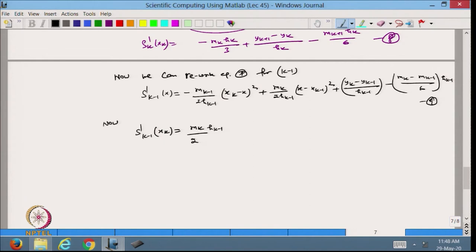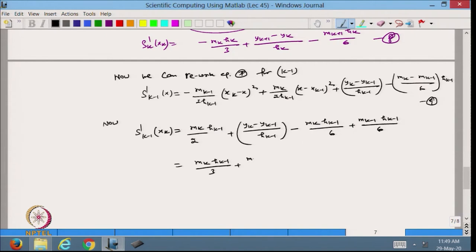So, I will get h k minus 1 plus y k minus y k minus 1 divided by h k minus 1, minus. So, from here I will get m k h k minus 1 by 6 plus m k minus 1 h k minus 1 by 6. So, this expression can be written as m k h k minus 1, and this term I can take together. So, this is half minus 6. So, this can be written as m k h k minus 1 by 3, plus m k minus 1 h k minus 1 by 6 plus y k minus 1 by h k minus 1. So, that is s dash k minus 1 at x k.